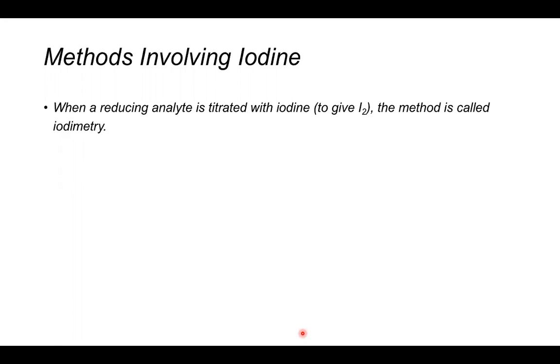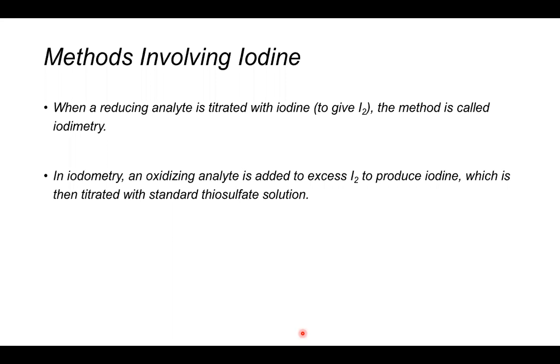Okay, so methods involving iodine. These are very important methods. They're used quite broadly. They're relatively cheap, and they're very easy to observe. So when a reducing analyte is titrated with iodine to give I2, the method is called iodimetry. So if a reducing analyte is titrated with iodine, an oxidant, it's called iodimetry.